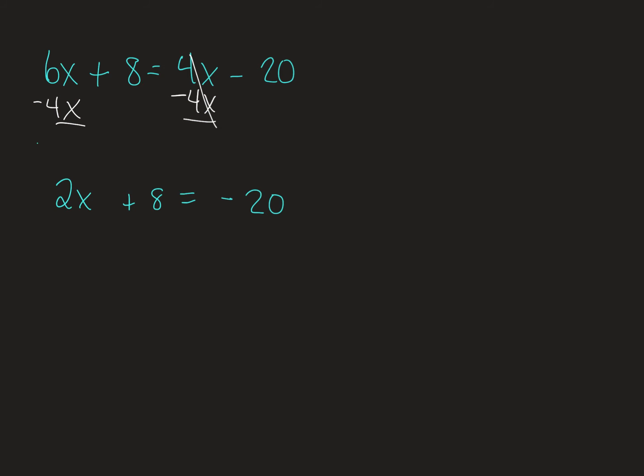All right, did you get 2x plus 8 equals -20? Subtract 4x from both sides. If you have 6 x's and you take away 4 x's, that leaves you with 2 x's. Okay, pause it again. Tell me, work out the next line. Did you get 2x equals -28?